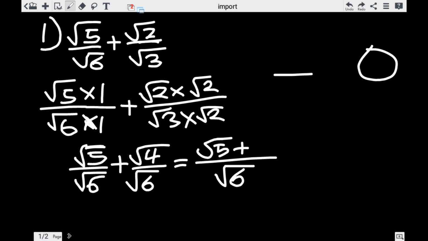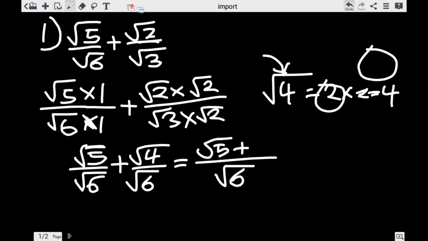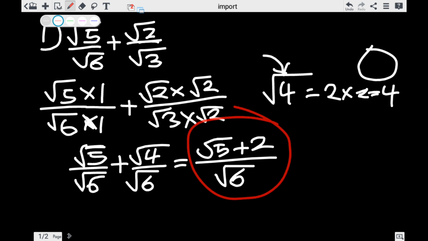When you see root 4, you want to find two numbers that you can multiply together to give you 4, the content of the square root symbol. That is 2 times 2, and 2 times 2 is 4. So the two numbers is 2. Therefore, the square root of 4 is 2. So this is the answer for the problem you see right here. The answer is root 5 plus 2 over root 6.